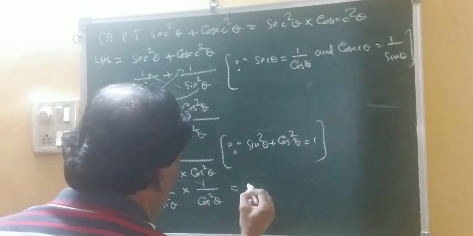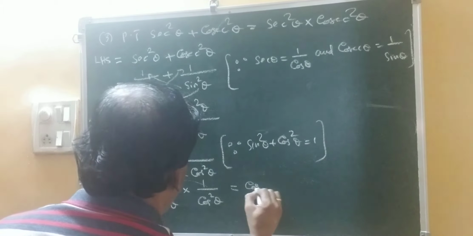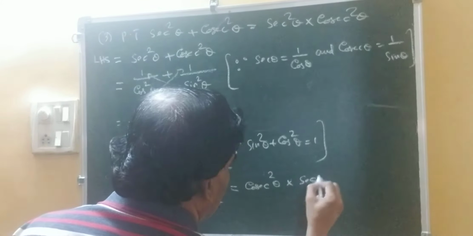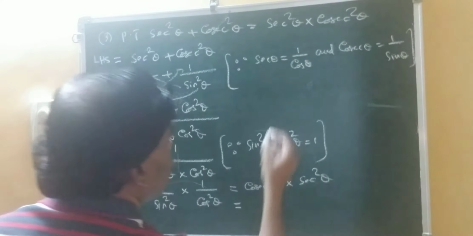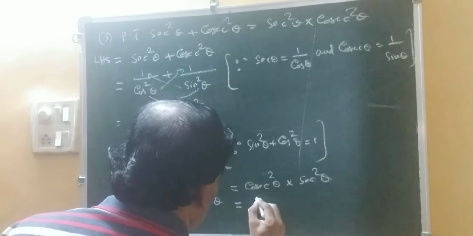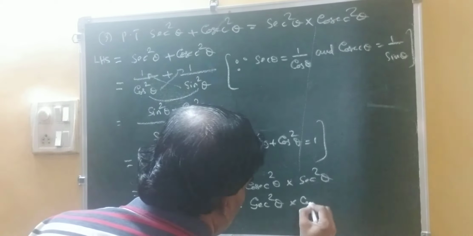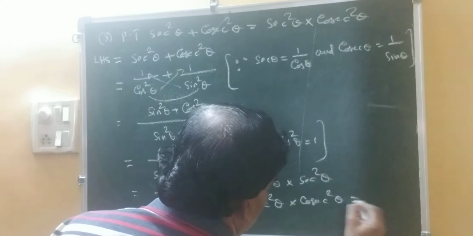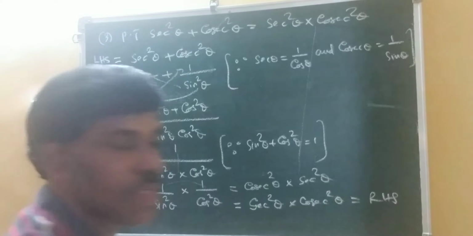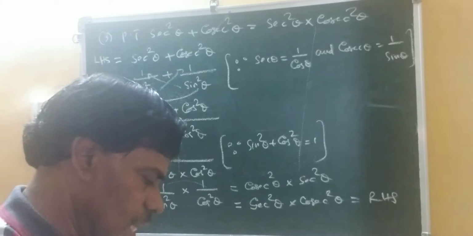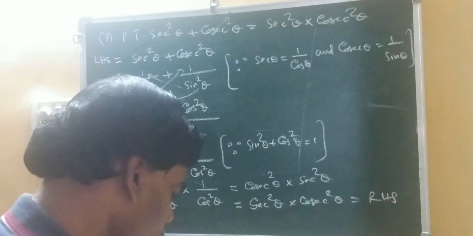So what is 1 upon sin? Cosec square theta. What is 1 upon cos? Sec square theta. So same thing. So we will write sec square theta into cosec square theta equal to RHS. So we have proved this result. It is also very interesting. Now we will do the next sum.